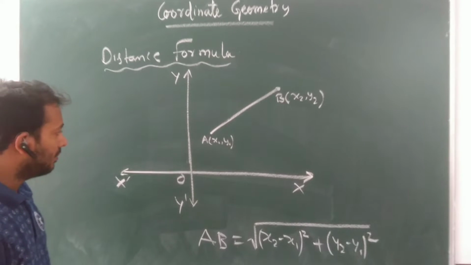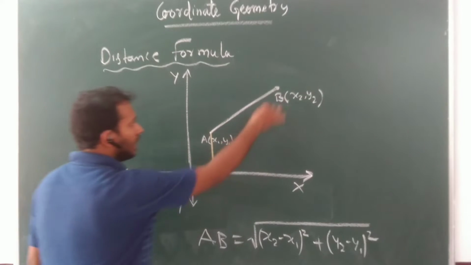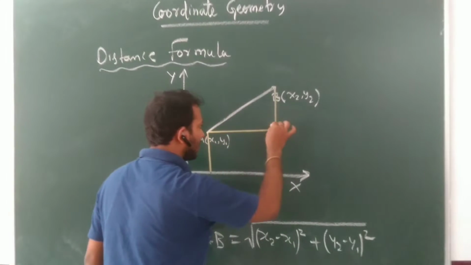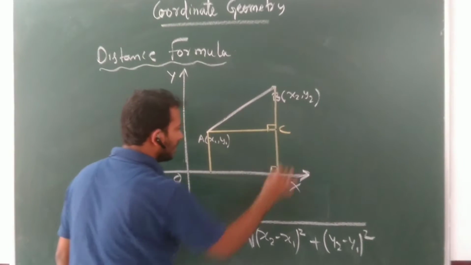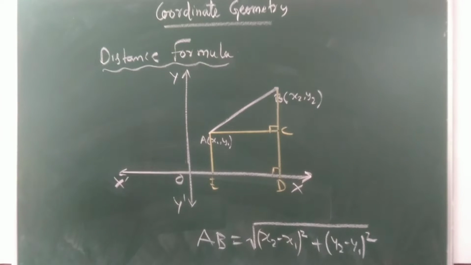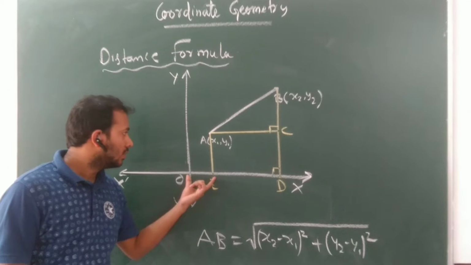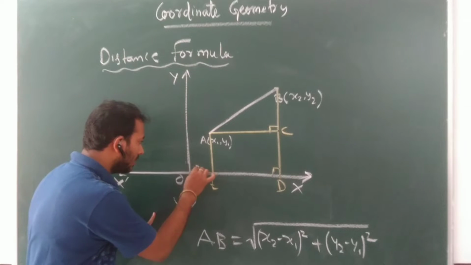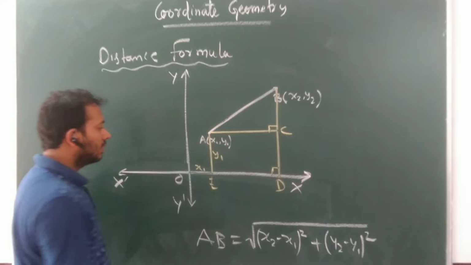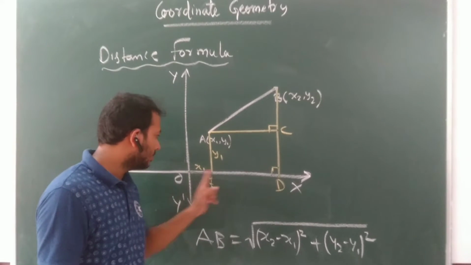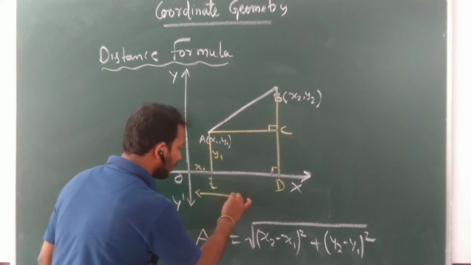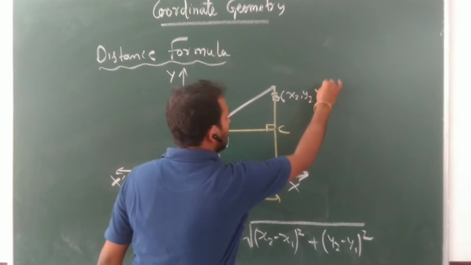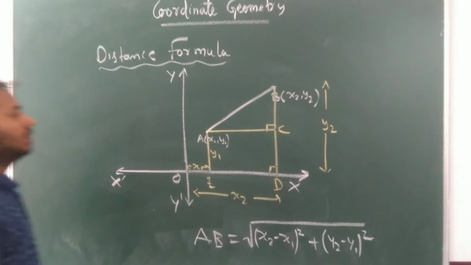Let's try to understand it a little bit. If we take a perpendicular line here, and here also we take a perpendicular line, and give the names C here, and B here, and E. Then OE is X1, right? We go first X1 and then Y1, so this is your X1 and this is your Y1, which is AE. Now OD is X2, and BD is your Y2. You need to know this.